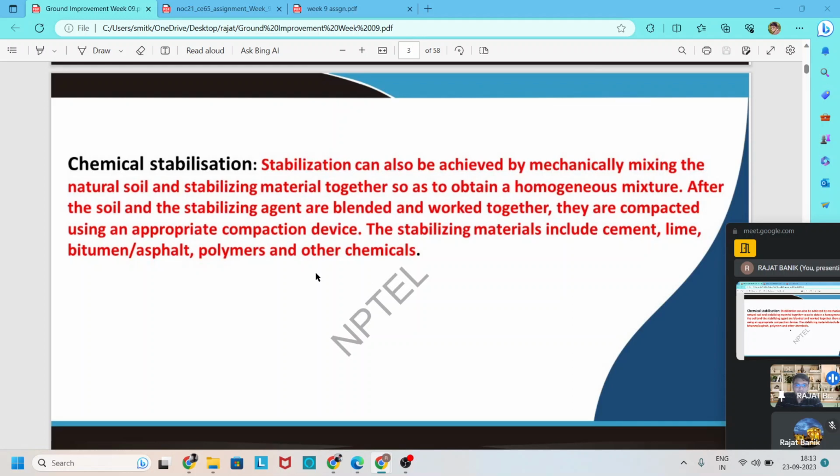And when we apply it to the soil in some specified proportion, and after that we mix it in a homogeneous way and apply compaction, then by this way, when we improve the ground, this is called chemical stabilization.